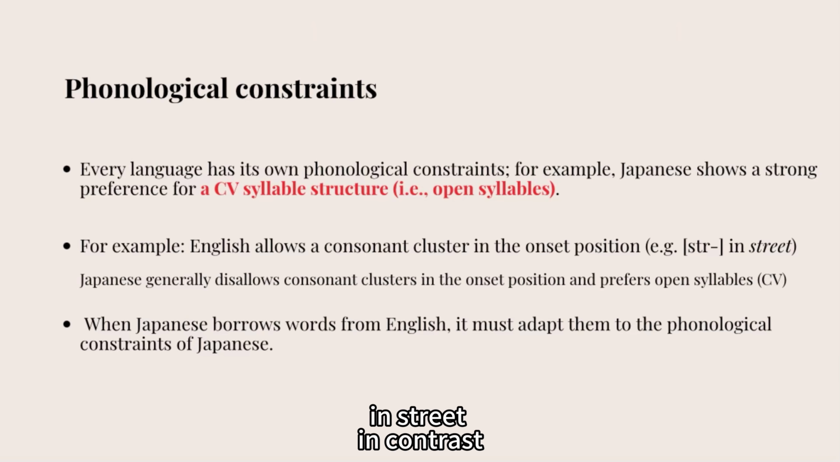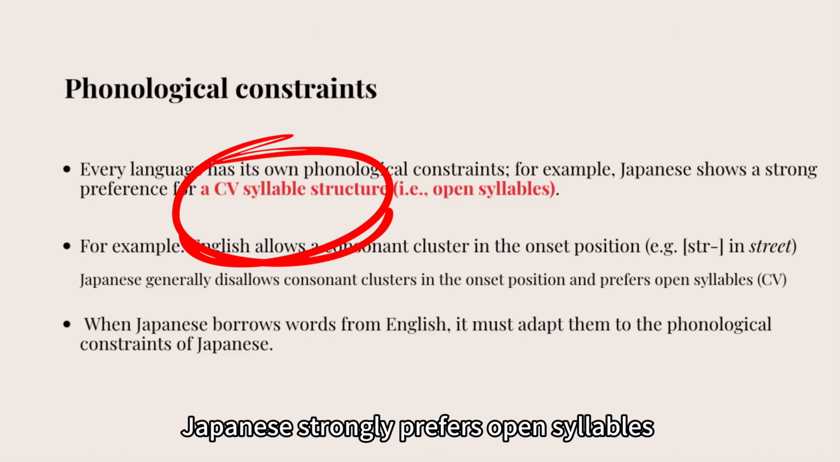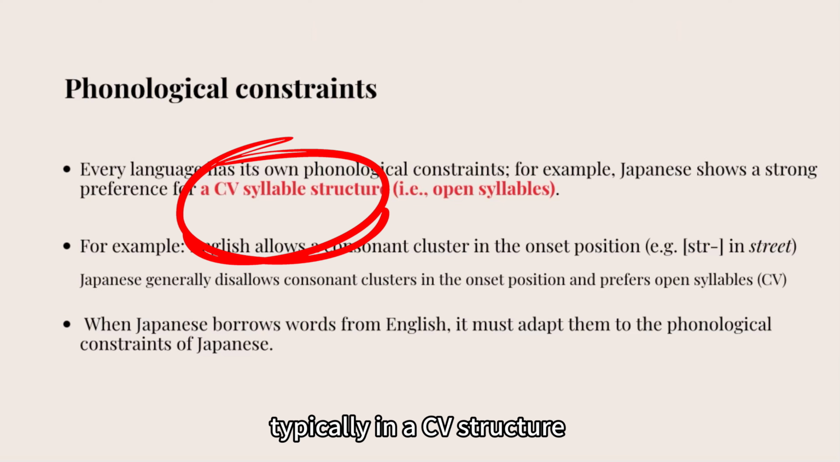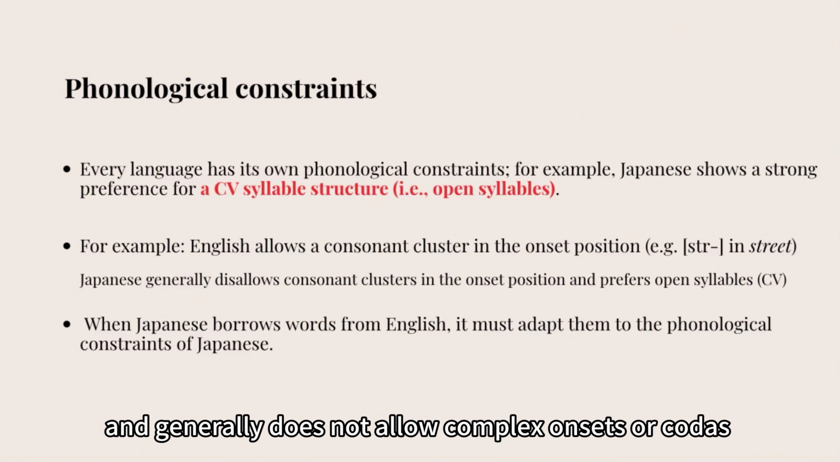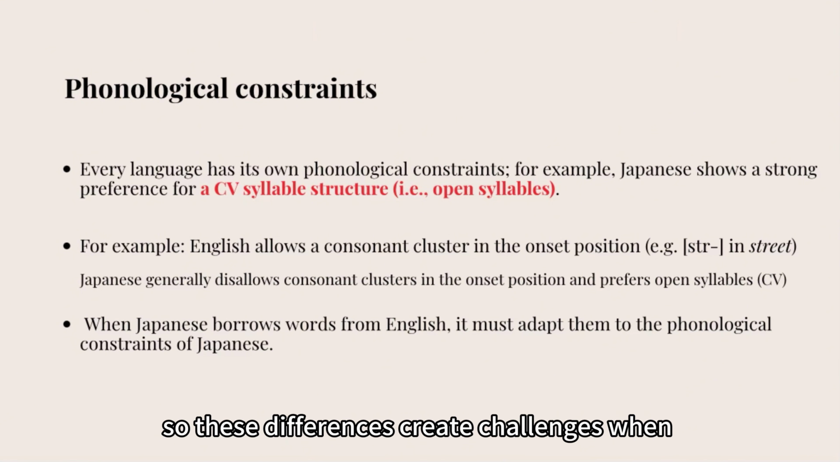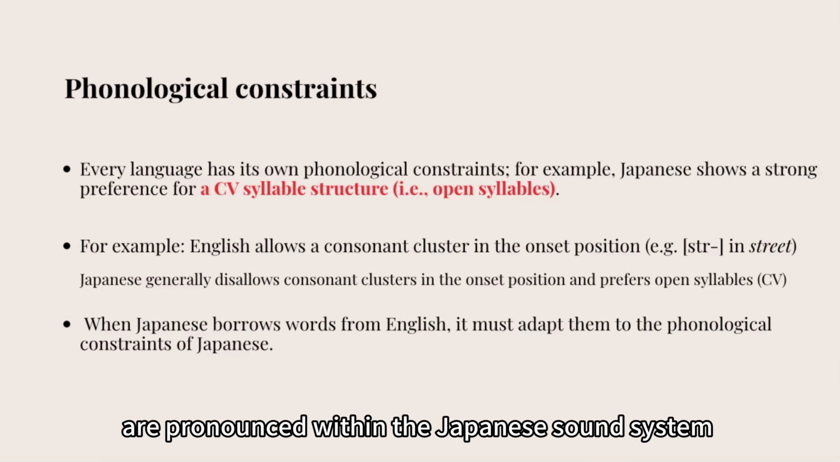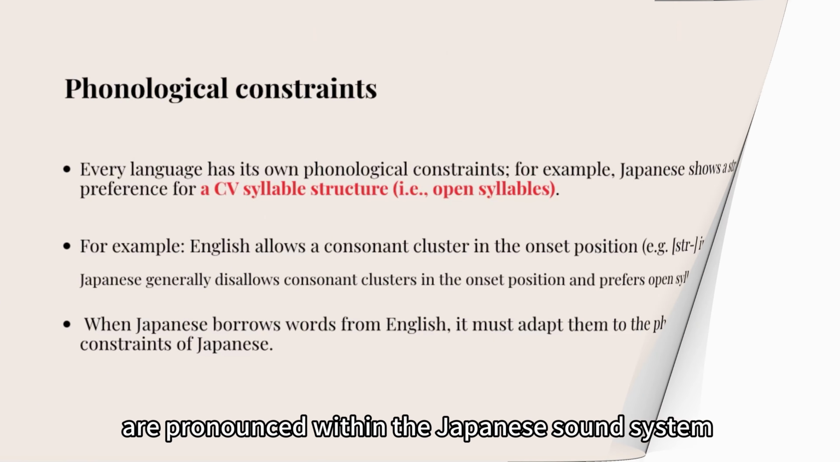In contrast, Japanese strongly prefers open syllables, typically in a CV structure, and generally does not allow complex onsets or codas. So these differences create challenges when English words are pronounced within the Japanese sound system.